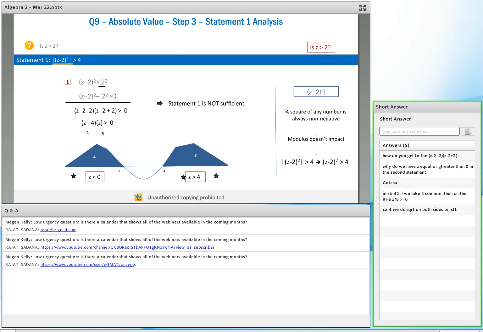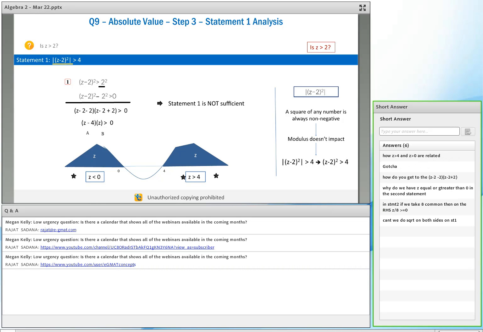How did you get this over here? This is simply a square minus b square. So how did you get this? Use the formula a square minus b square is equal to a minus b multiplied by a plus b.